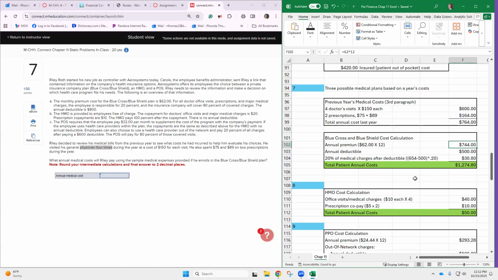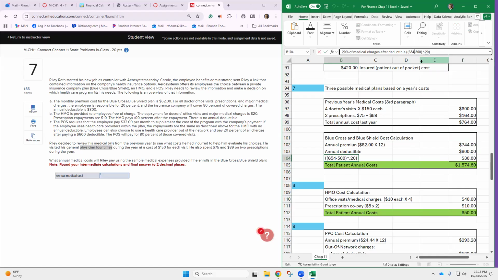For all the doctor visits, the employee is responsible for what? 20%. The insurance company will pay 80% after the what? After the deductible. So now let's put that annual deductible in, which is $800. Okay, so we're going to pretend like he has the same health problem this year as he did last year. You know that's not always the case. So 20% of medical charges after the deductible. His deductible is $600. So I've got to change that.